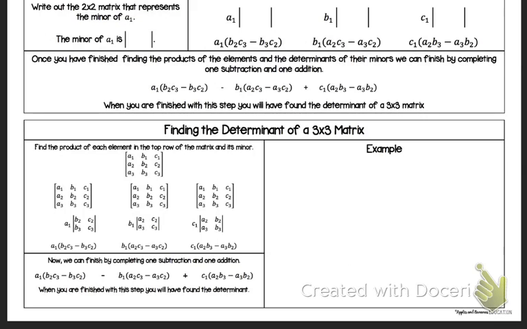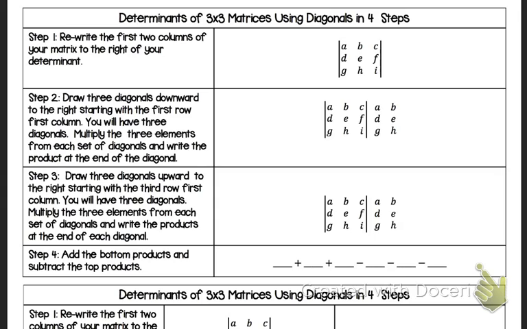All right, let's go to the next thing. Okay, so there's actually a simpler way to do a 3 by 3 using diagonals. This takes 4 steps, but these steps are quite a bit simpler in my opinion.